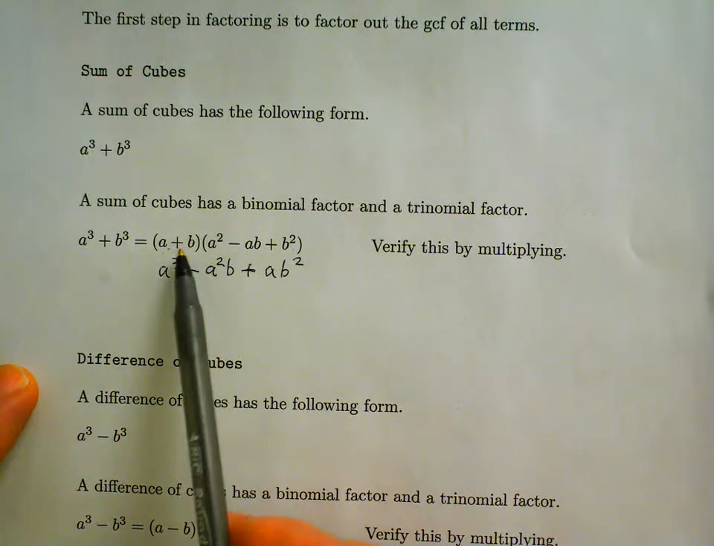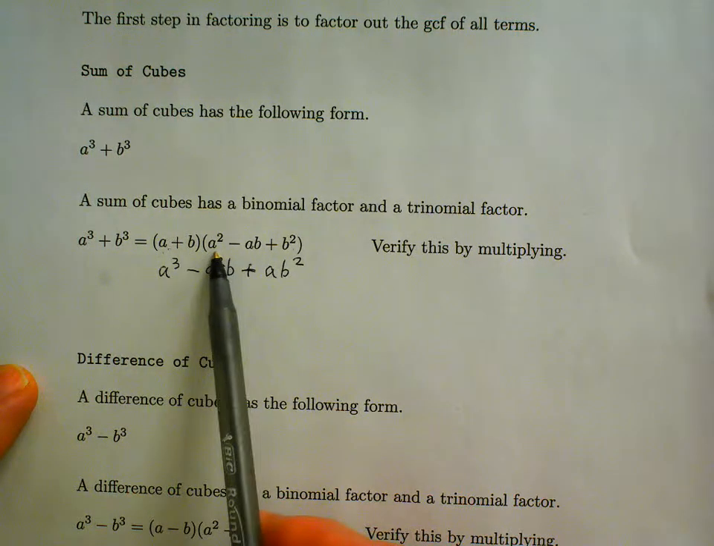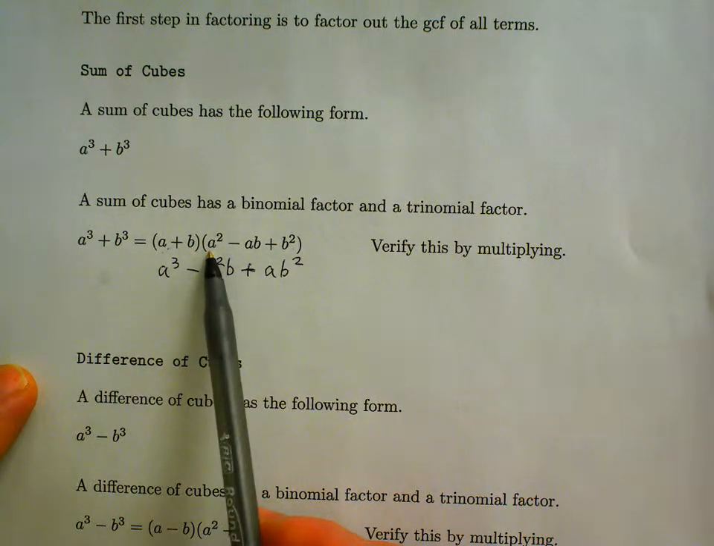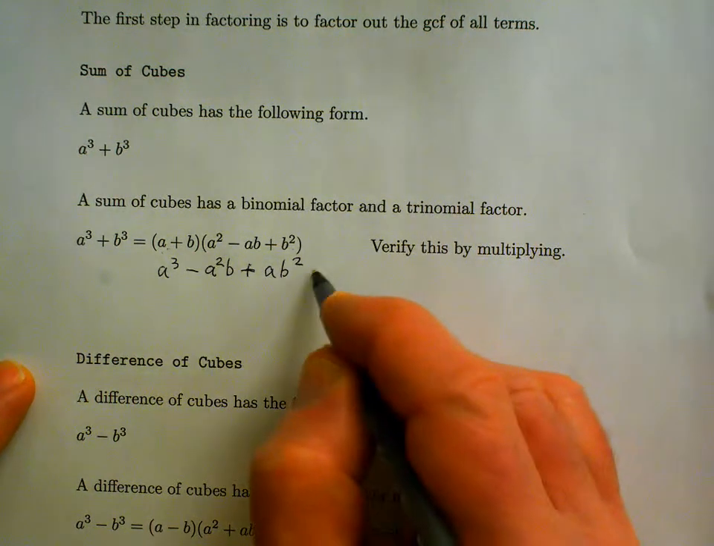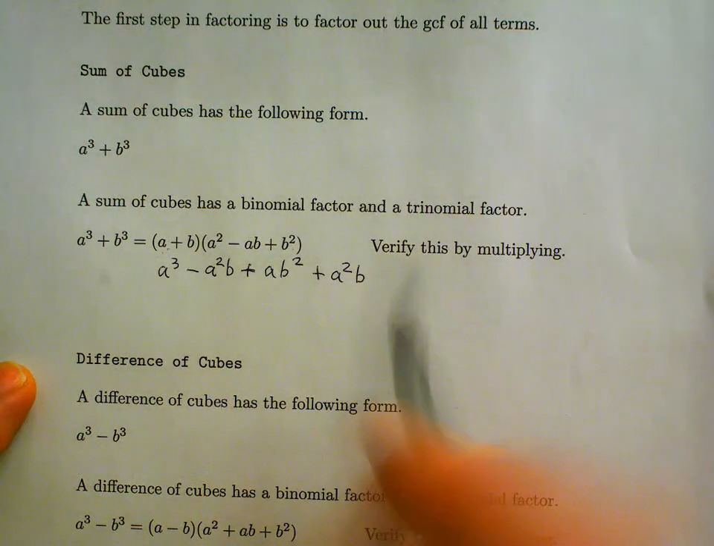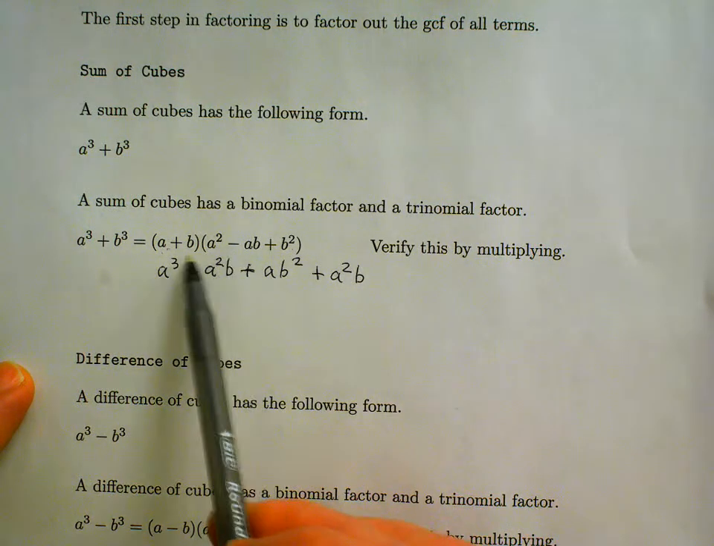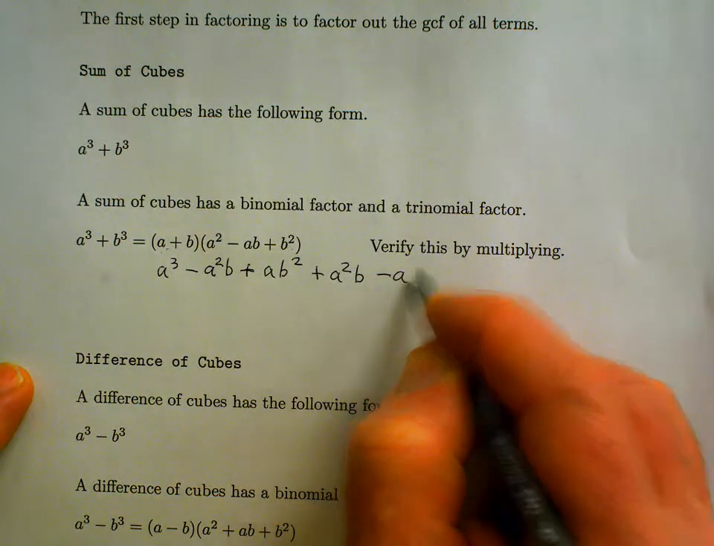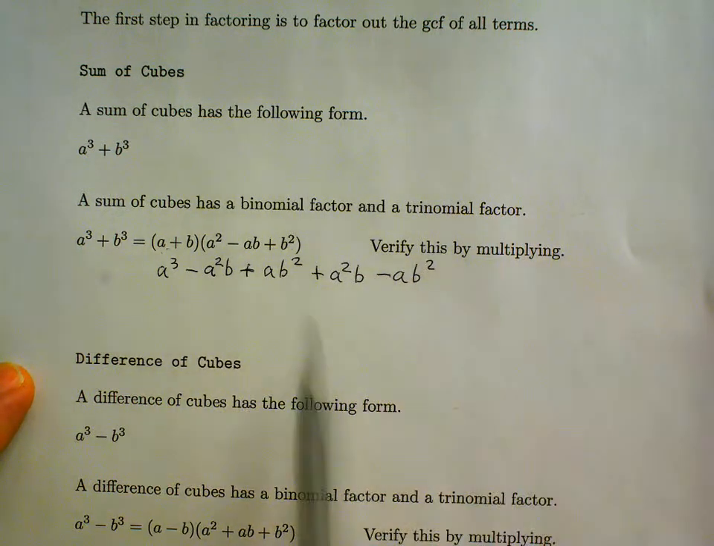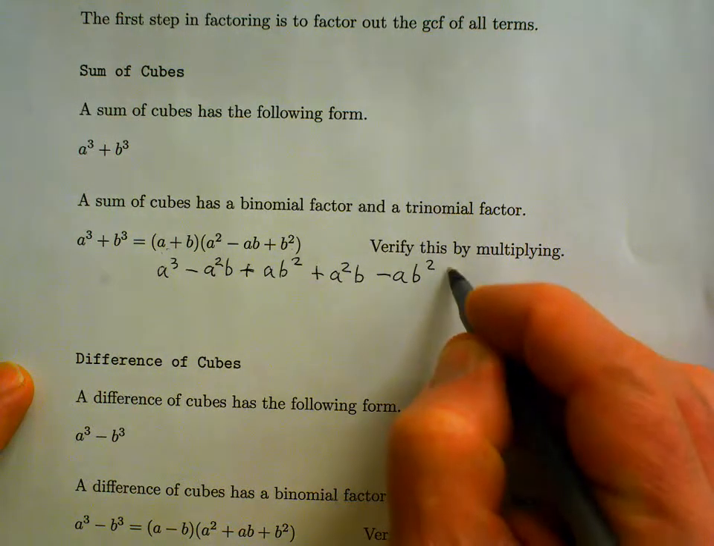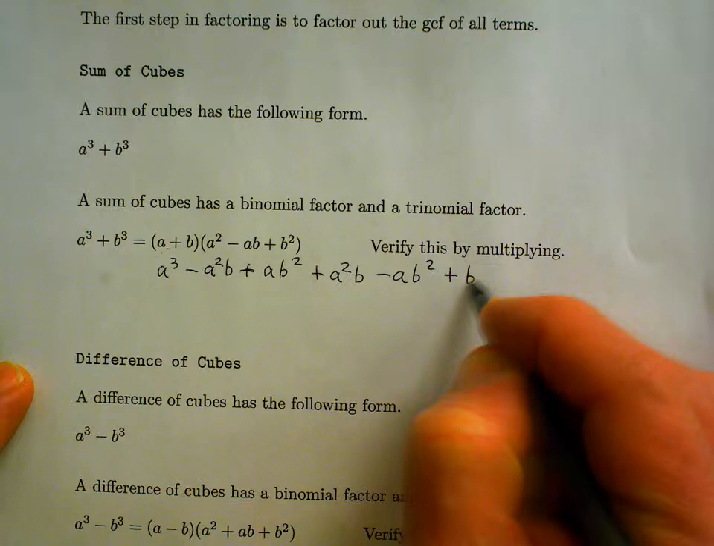And then we switch over to the term b. Now we multiply b times every term in the trinomial. B times a to the second, we can write that as plus a to the second b, and then minus b times ab, that's minus a times b to the second. And then lastly, b times b to the second is plus b to the third.